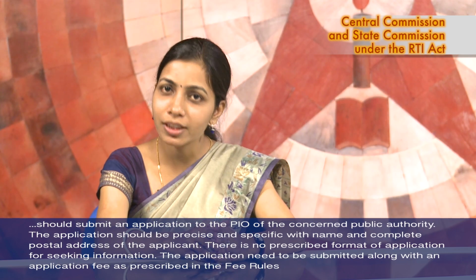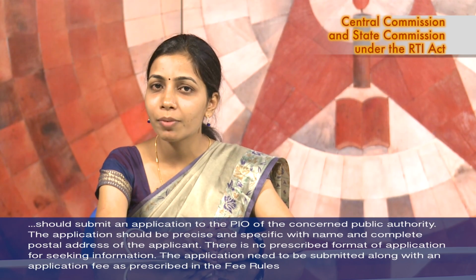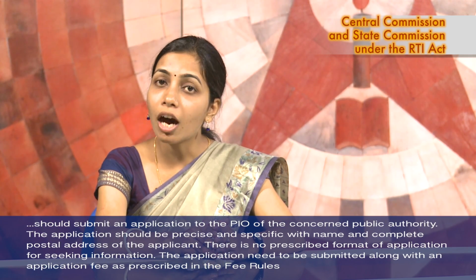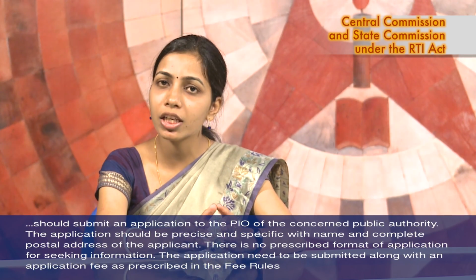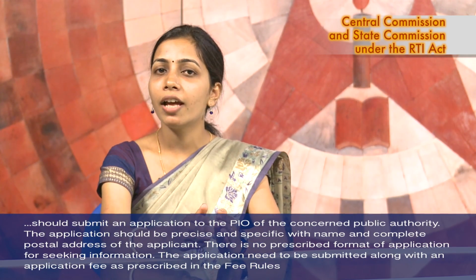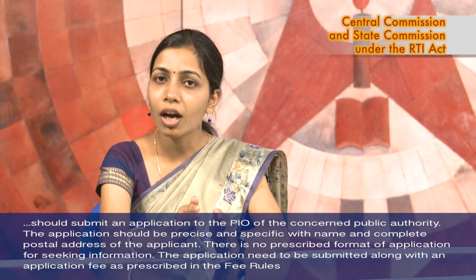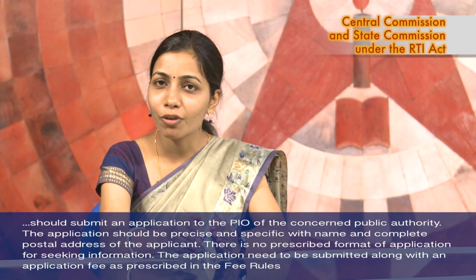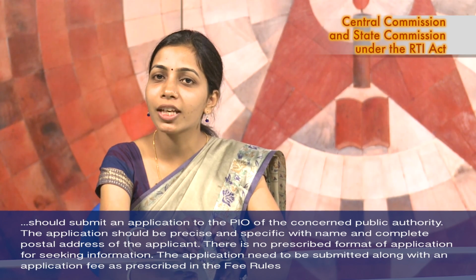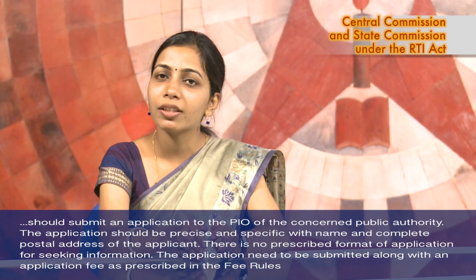Now, coming to the procedure for obtaining the information. In the RTI Act, a citizen who desires to obtain any information under the Act should submit an application to the PIO of the concerned public authority. The application should be precise and specific, with the name and complete postal address of the applicant, and there is no prescribed format for the application for seeking information. Therefore, the application needs to be submitted along with the application fee as prescribed in the fees rule of the RTI Act.